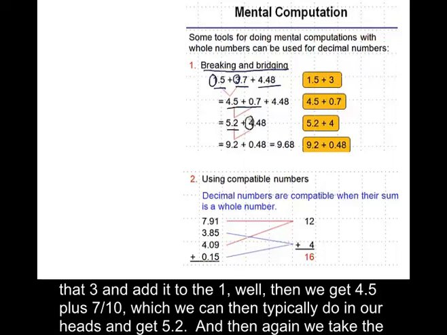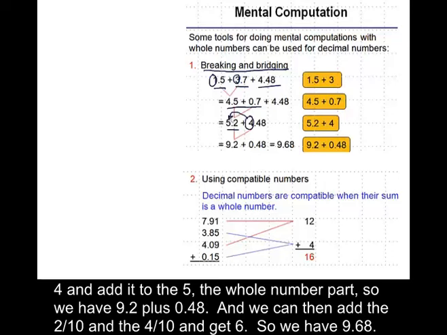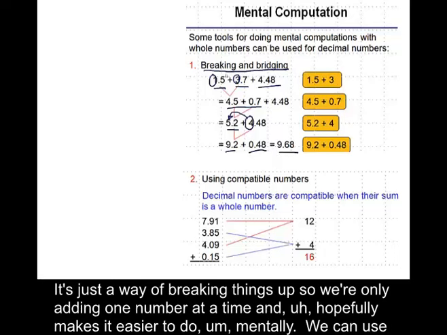And then again, we take the 4 and add it to the 5, the whole number part, so we have 9.2 plus 48 hundredths. We can then add the 2/10 and the 4/10 and get 6/10, so we have 9 and 68 hundredths. It's just a way of breaking things up, so we're only adding one number at a time, and hopefully that makes it easier to do mentally.